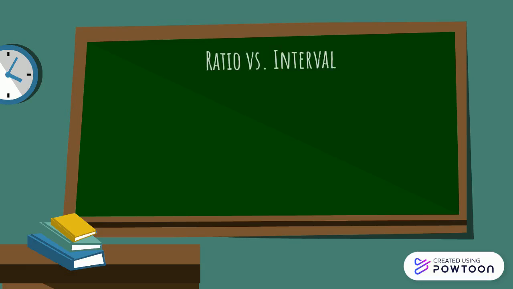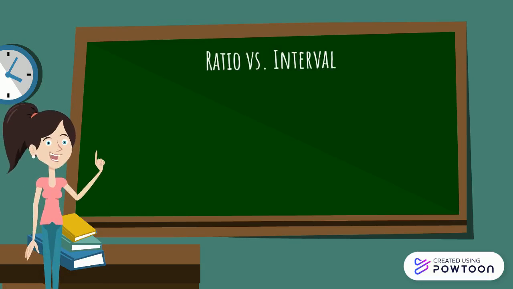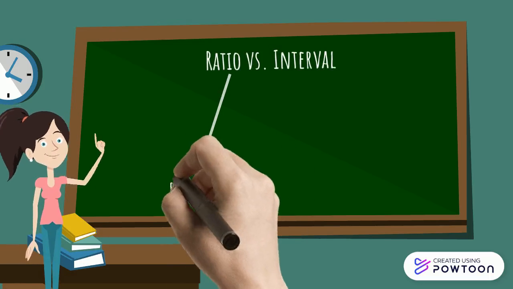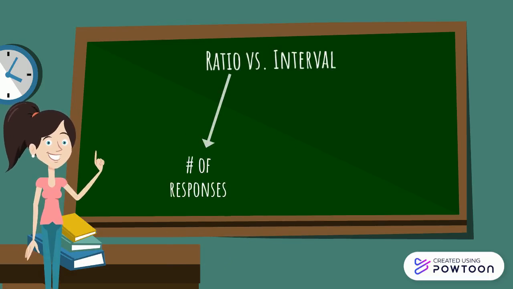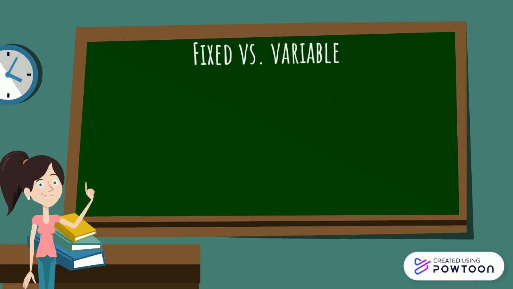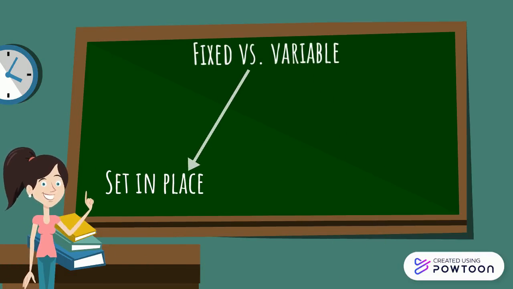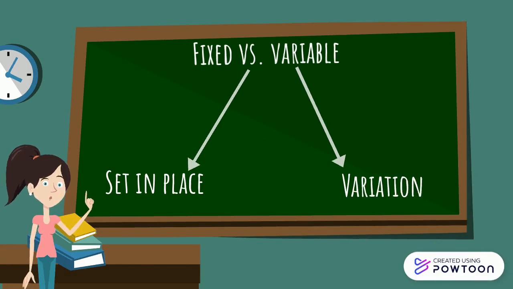In schedules of reinforcement, ratio and interval are two identifying terms. Ratio refers to the number of responses, or amount, while interval refers to time. Fixed and variable are another two identifying terms. Fixed means consistent or set in place, while variable means variation.